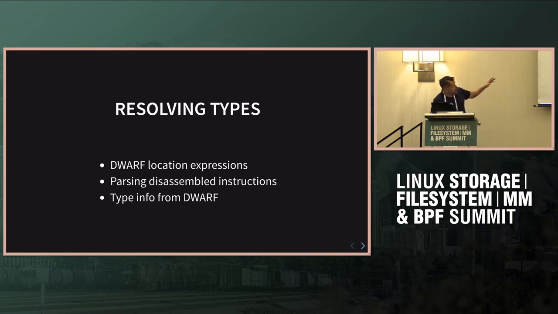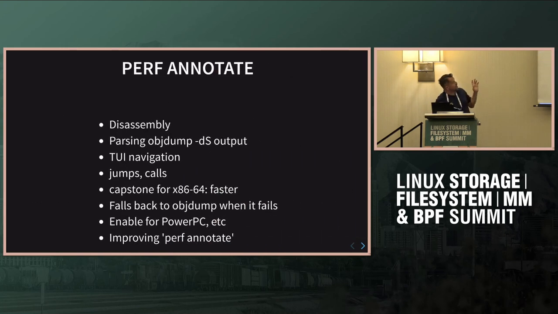We have DWARF location expressions, and once we know that that's the function, we can parse them, disassemble it, get to the instruction that calls the sample, so where the sample took place, and look at it and go on from there. And we have type info from DWARF and from BTF. Yeah. So the next step is how to do this disassembly.